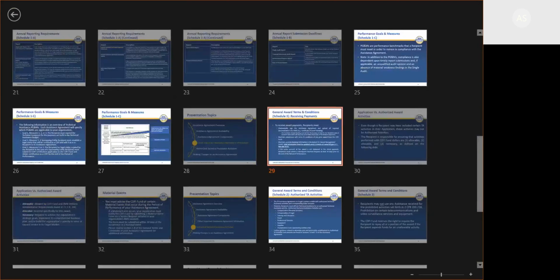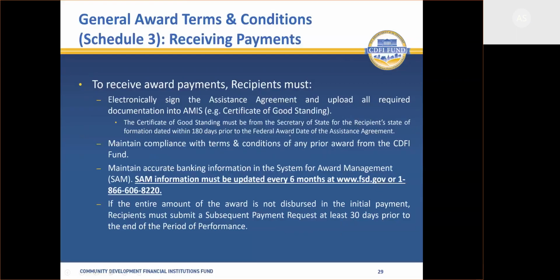Also, if the entire amount of the award is not dispersed in the initial payment, then you must submit a subsequent payment request at least 30 days prior to the end of the period of performance. So that's how you get your additional payment, by submitting a payment request through your award record. And I will turn it back over to Elizabeth. Thank you.